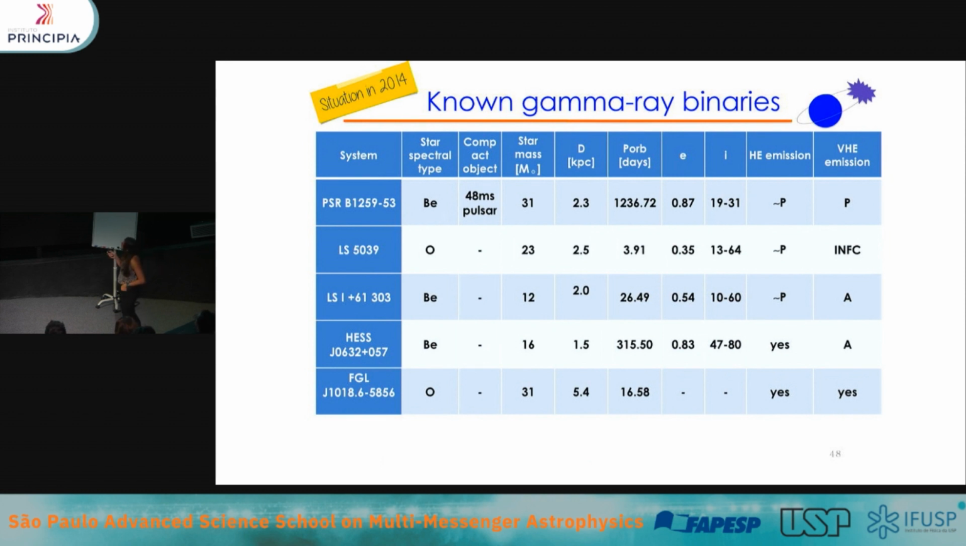So this was the situation in 2014 when I finished my PhD. You see that at that time we only had 5 gamma ray binaries. All of them have a massive companion star, O type or B type. And at that time we only knew that one of them was hosting a pulsar. Then you see that the eccentricities are very different, the orbital periods are very different, and so is the part of the orbit where you detect very high energy emission. The P means the periastron, when the two objects are close by, or the apastron, or other parts of the orbit. It's not needed that you take such a detailed look.